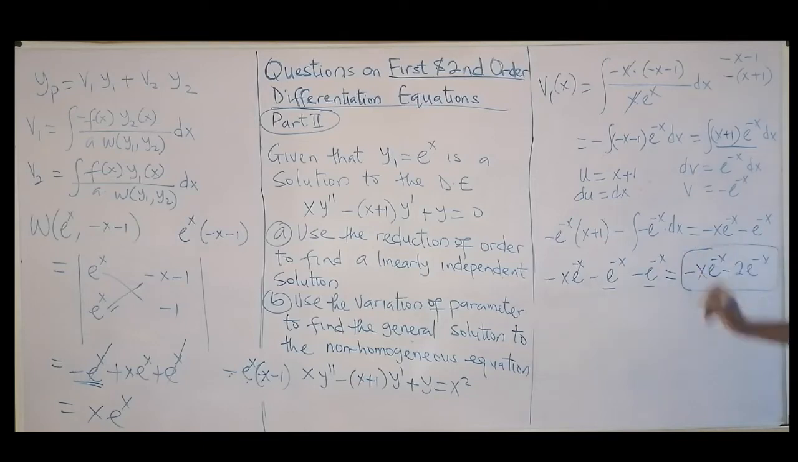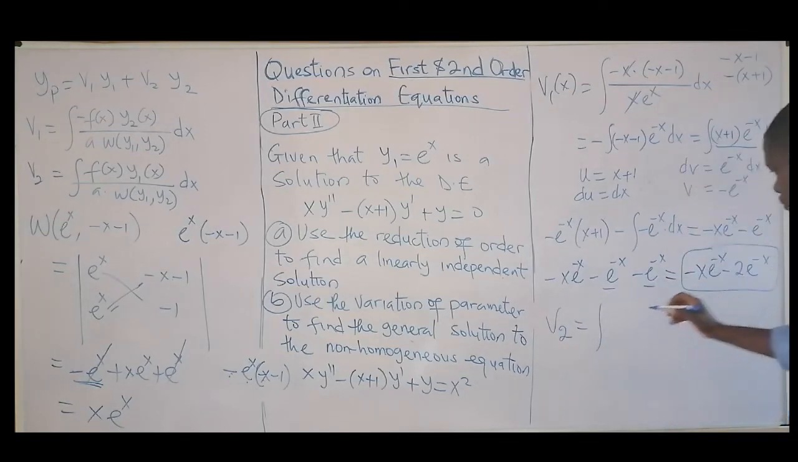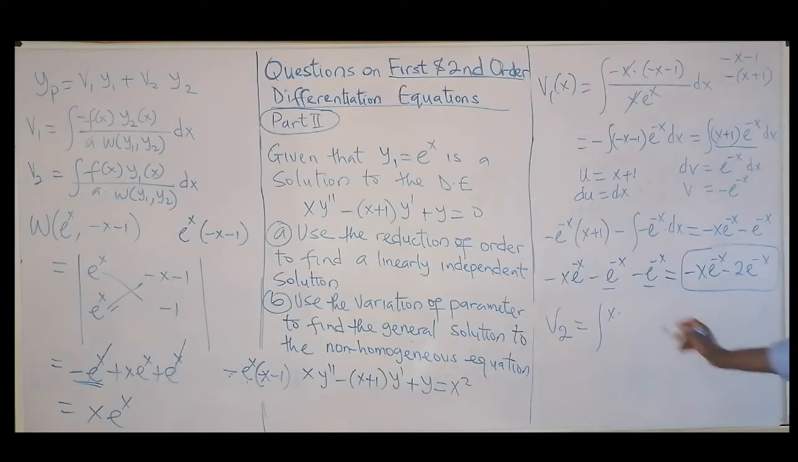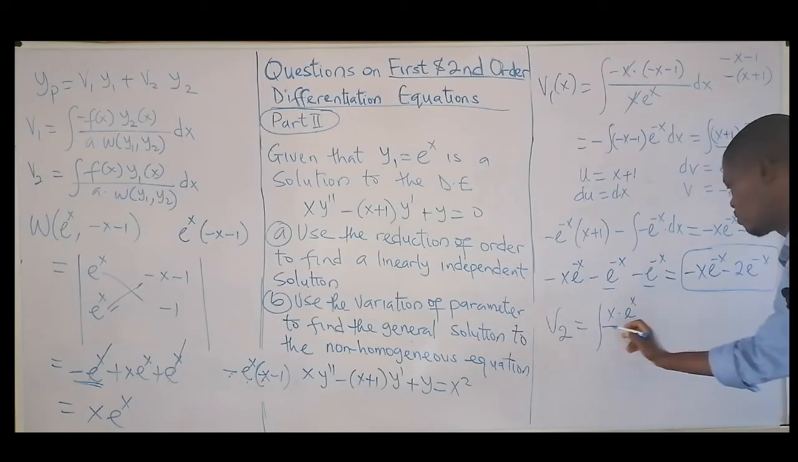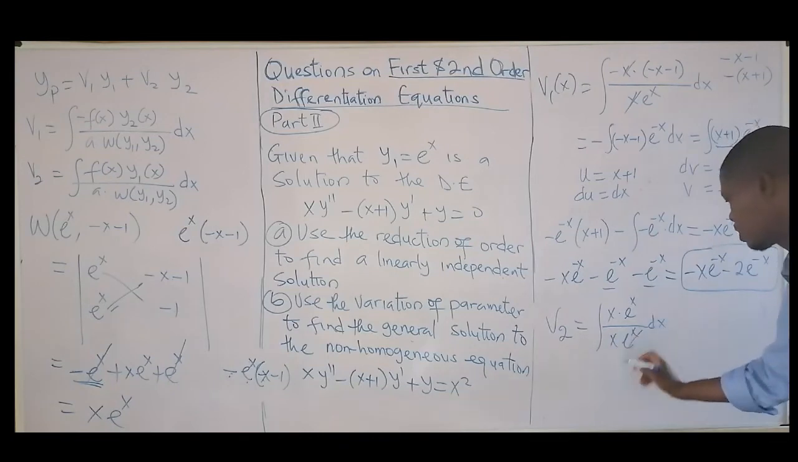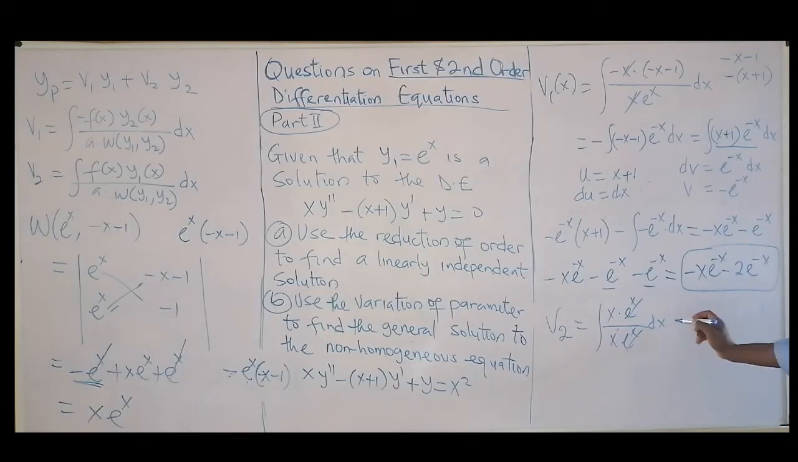So that's my v1. Then v2 will be equal to the integral of f of x, which is x times y1 all over the Wronskian. So this one and this one will cancel. I just have this one, so we also cancel. This is your f of x, okay? And then y1 is e^x, all over the Wronskian. So that will just have the integral of dx, which is what?